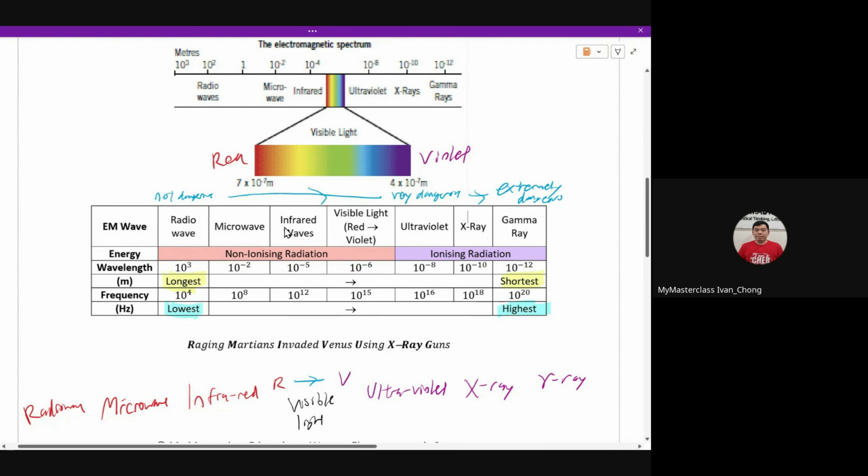So from the sun, the light that comes from the sun is visible light, right? But for the sun itself, it's actually mostly discrete. So why we feel hot is actually your infrared radiation.